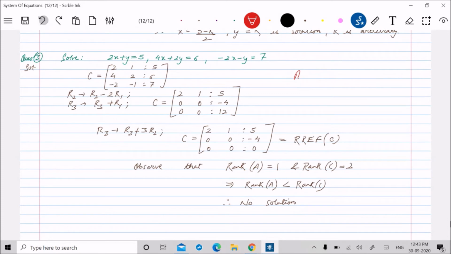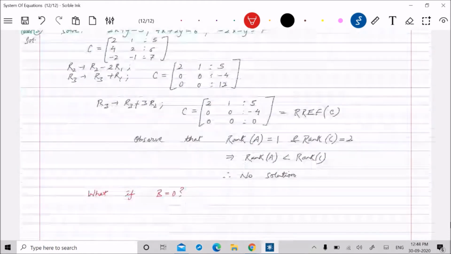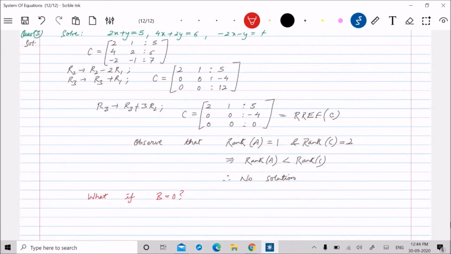So what if B equals 0? If b is taken as 0, then what will happen? Will it still be the same, will all three cases occur or not? We have to see that, right? So what if b equals 0 for this case m greater than n? So I will form a question for that, and that will be question number 4.